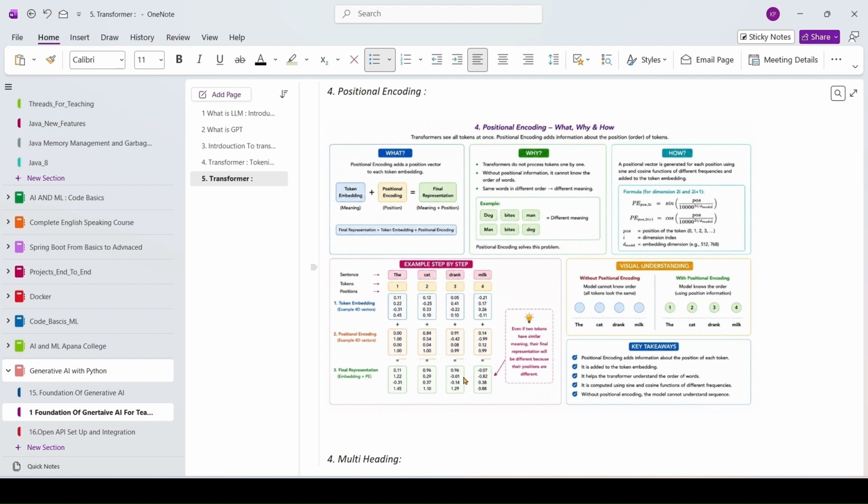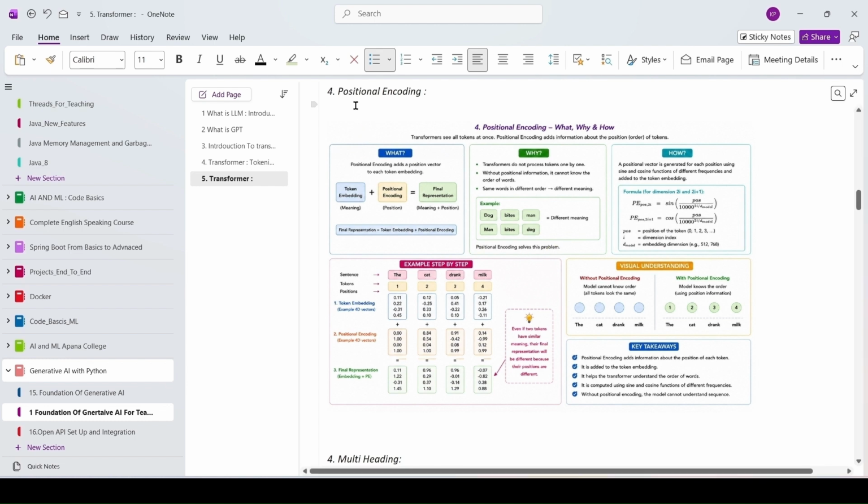Once the input embedding is done, the model can understand the meaning of the words and also the relationship between the words. But there is one problem here. Let's take two sentences. "Dog bites a man," "man bites a dog." Both sentences contain the same words, but the meaning of the sentences is completely different because the order of the words is different. With only input embedding, the model can understand the meaning of the individual words, but it cannot fully understand the sequence or the order of the words.